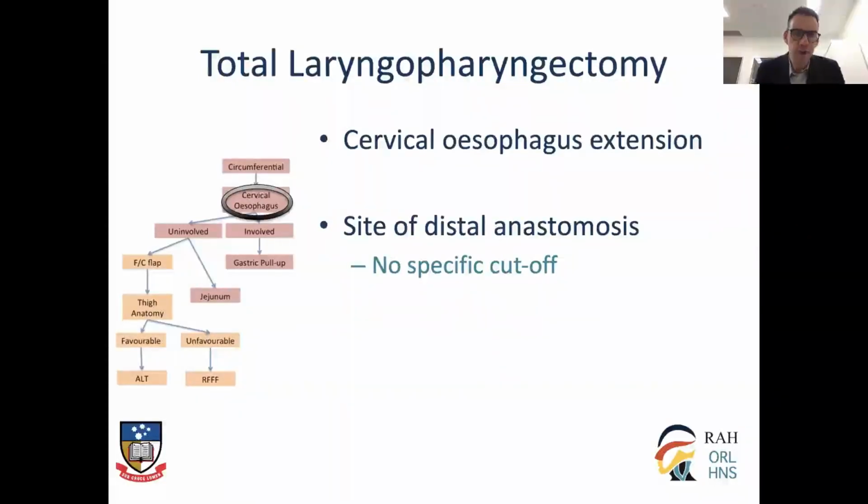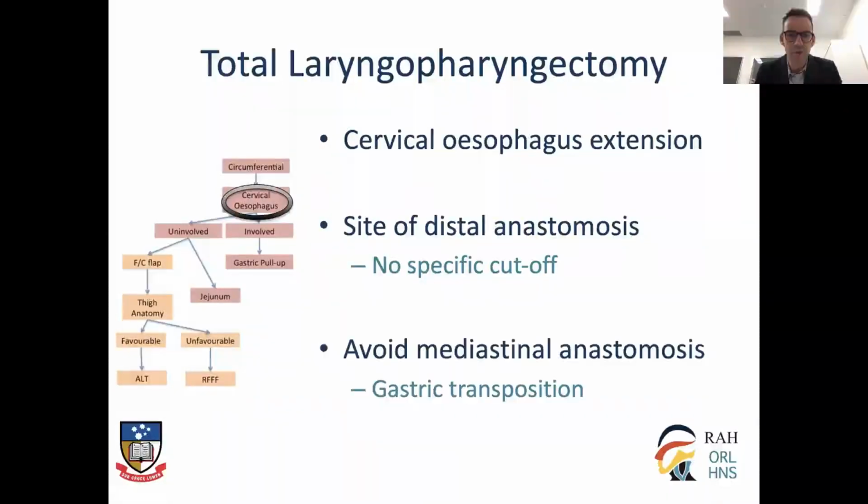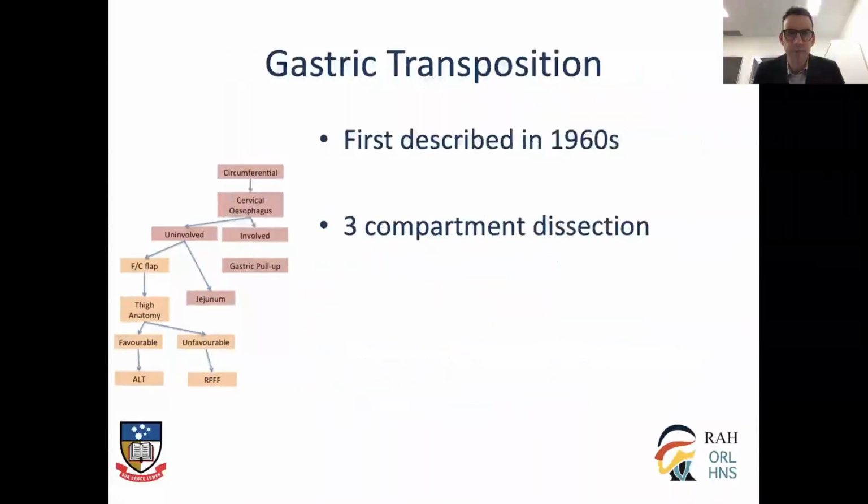There's no specific cutoff for how low the distal anastomosis can be. I mean, obviously we try to avoid mediastinal anastomosis because of the risks of leak in that region, and in those cases gastric pull-up would be preferred. But if it's technically possible to anastomose it low in the neck, then that would be our preference.